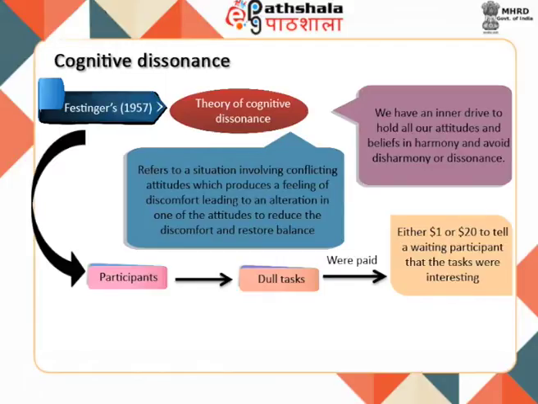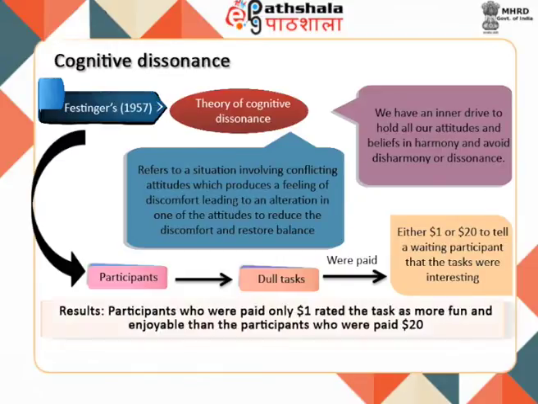When the participants were asked to evaluate the experiment, the participants who were paid only $1 rated the task as more fun and enjoyable than the participants who were paid $20 to lie. This showed that being paid only $1 is not sufficient incentive for lying, and so those who were paid $1 experienced dissonance. In order to overcome this dissonance, they tended to believe that the tasks were really interesting and enjoyable. Being paid $20 provides a reason for performing the dull task, and there is therefore no dissonance.